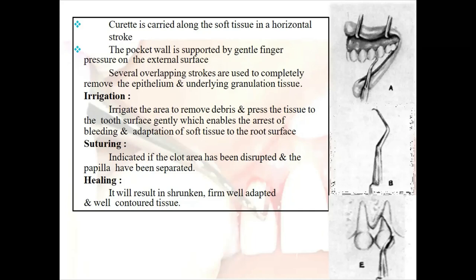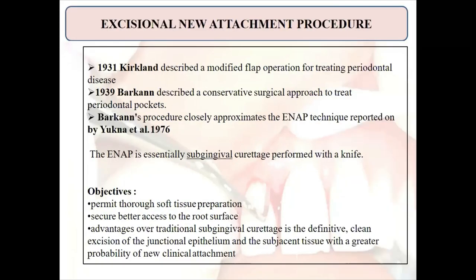When all the granulation tissue has been removed from the pocket lining and fresh bleeding happens, you are supposed to irrigate the area to remove debris and press the tissue gently to the tooth surface, which enables the arrest of the bleeding and also facilitates the adaptation of the soft tissue to the root surface. If you feel that the papilla has been disrupted or separated, you can very well give an interrupted suture in that area. Healing will take place in the form of shrunken, firm, well-adapted and well-contoured tissue. So this was the conventional gingival curettage procedure.